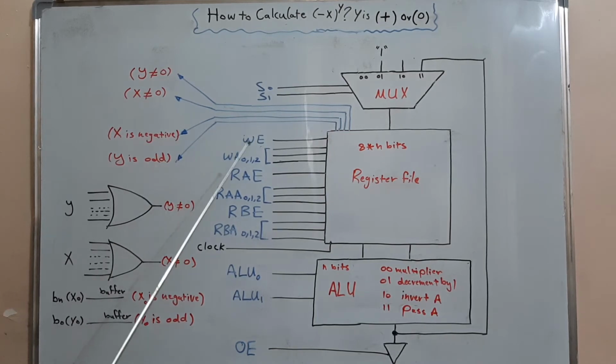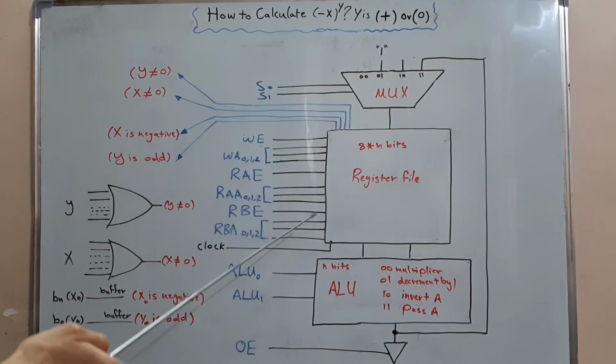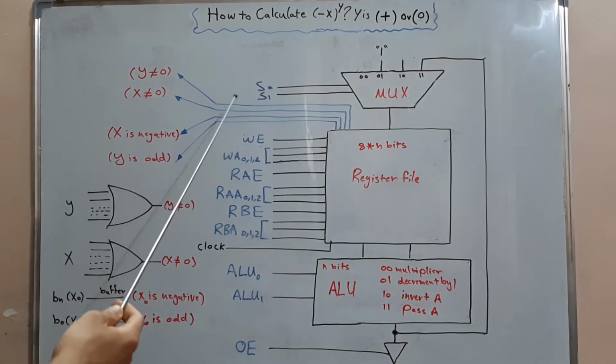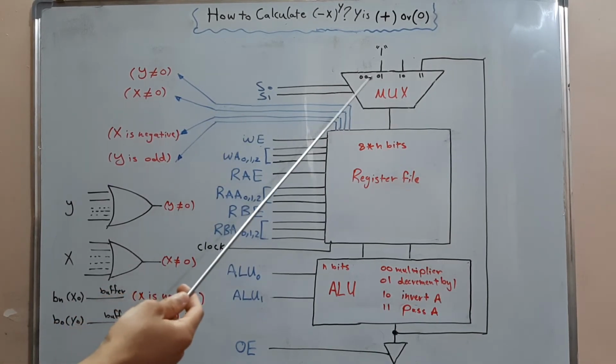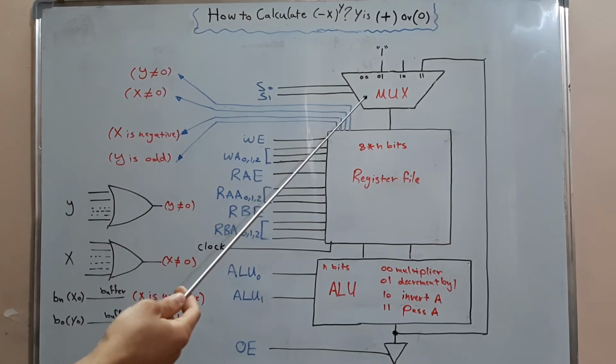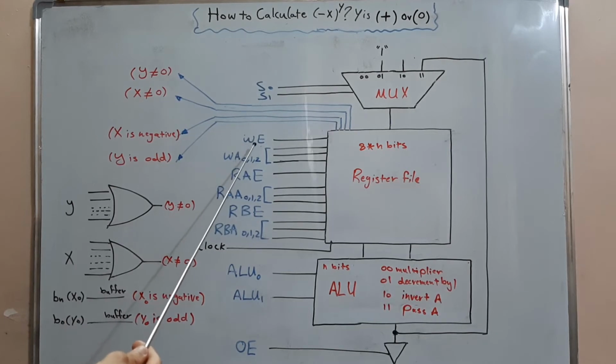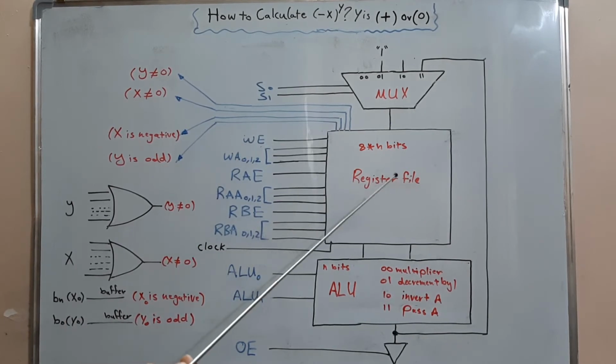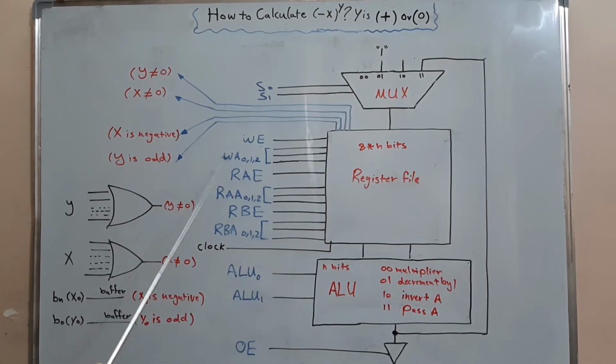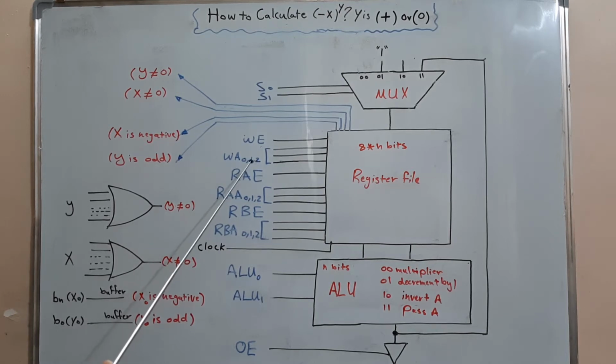The control signals of our data path are shown. First, these two signals are to choose which port can pass its value through the multiplexer to the register file. This signal, which is WE, is to enable writing a value inside one of the 8 locations of the register file. WA012 are to choose a location from the 8 locations to write a value inside.